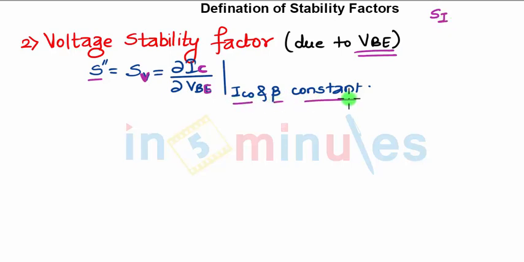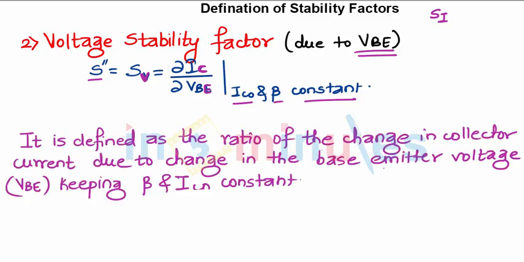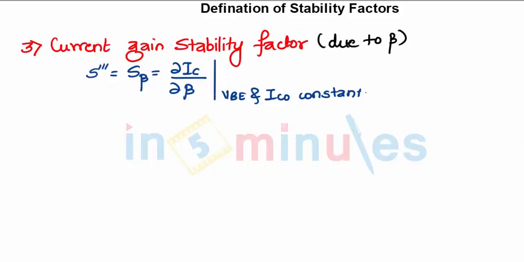Now coming to the definition of this, it is defined as the ratio of the change in the collector current due to the change in base emitter voltage, keeping beta and ICO constant, and we denote it as SV because we are finding stability because of voltage. So S suffix V or S double dash are the representation for voltage stability factor due to VBE, we can call it. Then the last is the current gain stability factor.